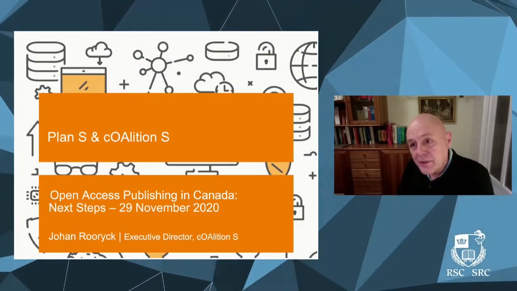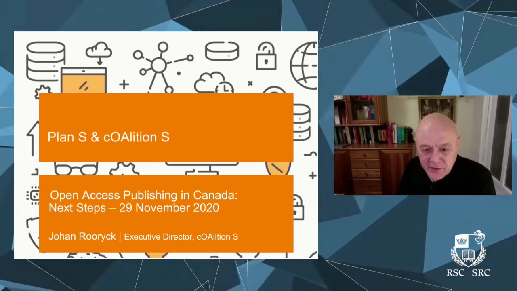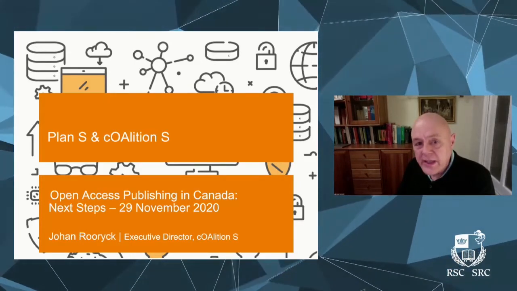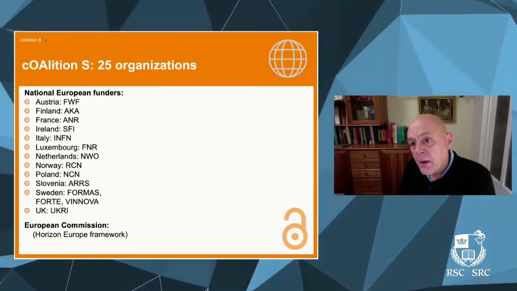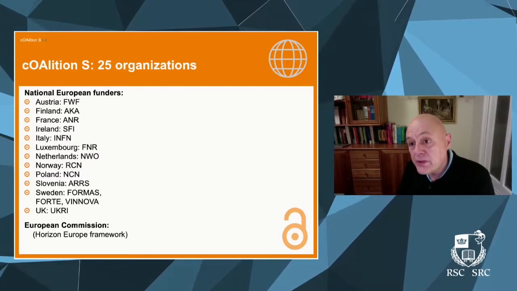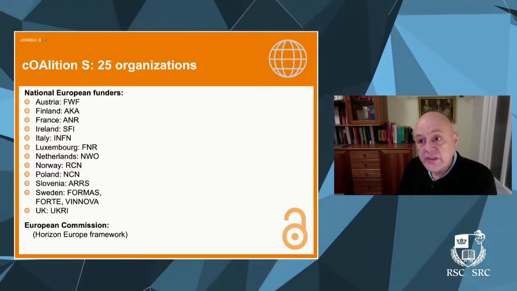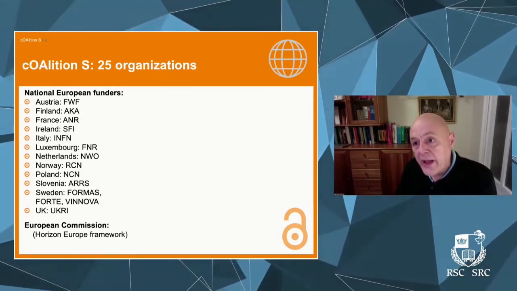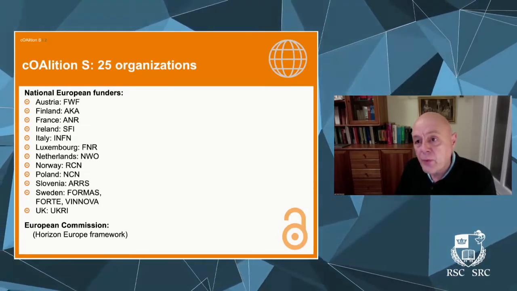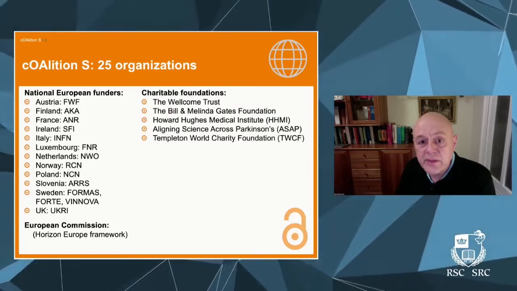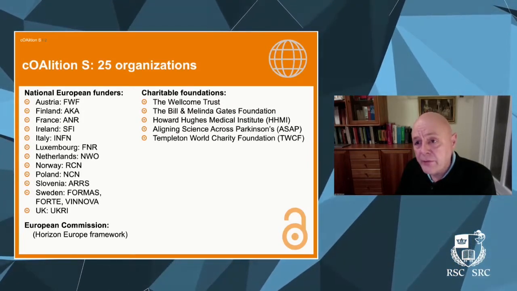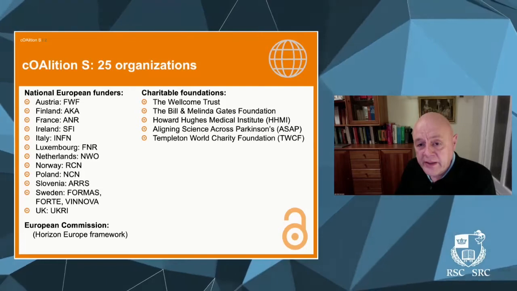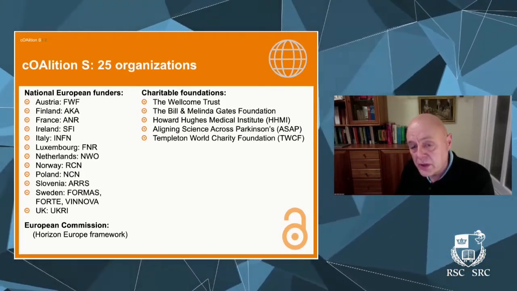I'm a linguist. I'm also an editor, in addition to being an executive director at Coalition S, and so today I'll talk to you about Plan S and Coalition S. Coalition S is a consortium of 25 organizations, mostly research funders, but also research organizations, consisting of a set of national European funders going from Austria to UKRI. It also has on board the European Commission. The entire Horizon Europe framework will be under Plan S rules and auspices. And we also have five charitable foundations on board: Wellcome Trust, Bill and Melinda Gates Foundation, Howard Hughes, Aligning Science Across Parkinson's, and Templeton World Charity Foundation.